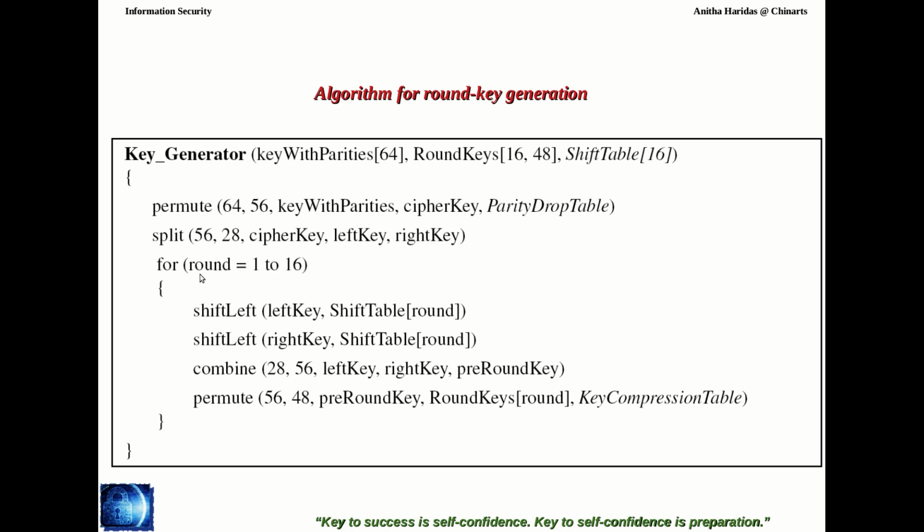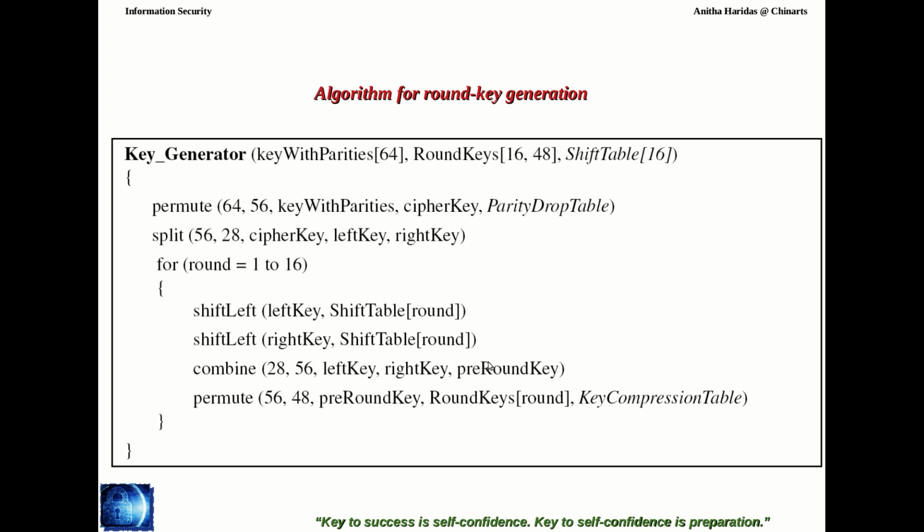Then for rounds 1 to 16, these operations will be performed. For the first round, the left key will be shifted using the shift table, right? The shift table specifies whether it has to be shifted by 1 bit or 2 bits. The left key will be shifted, the right key will be shifted, and then we combine the left key and right key into a 56-bit round key.